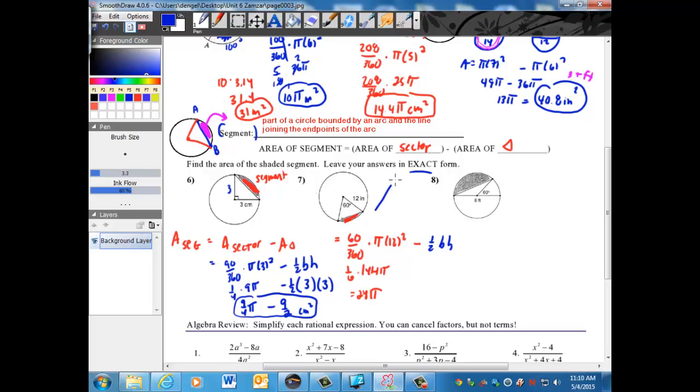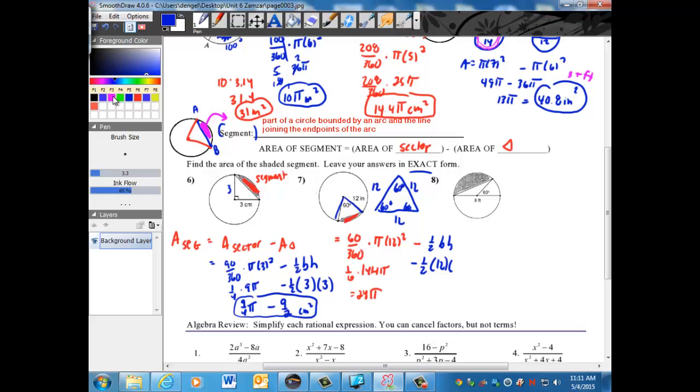Now for this triangle, let's redraw it out, and let's take a look at what we have here. Since this is a radius, this must also be a radius. We can put 12 and 12. We're told 60 degrees. Since these two sides are the same, these two angles are the same, so we have an equilateral triangle. All right, so this helps us out. We know the base of this triangle is 12. What we don't know is our height.